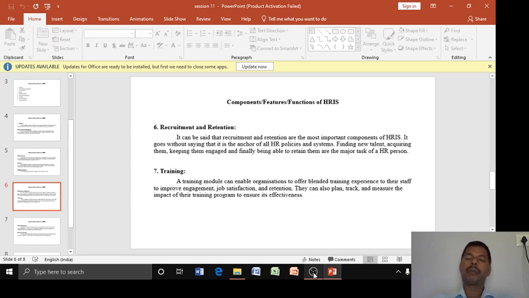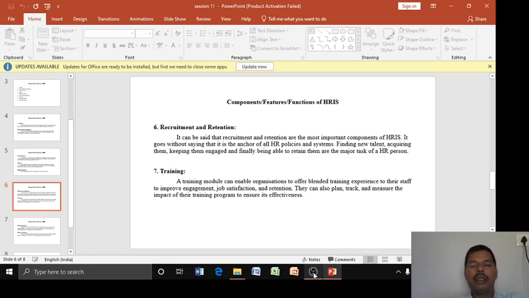Therefore, the human resource information system helps him to do it very easily because all data will be there in the computer system. So this digitalization of human resource information helps to take such policies or decisions very easily.